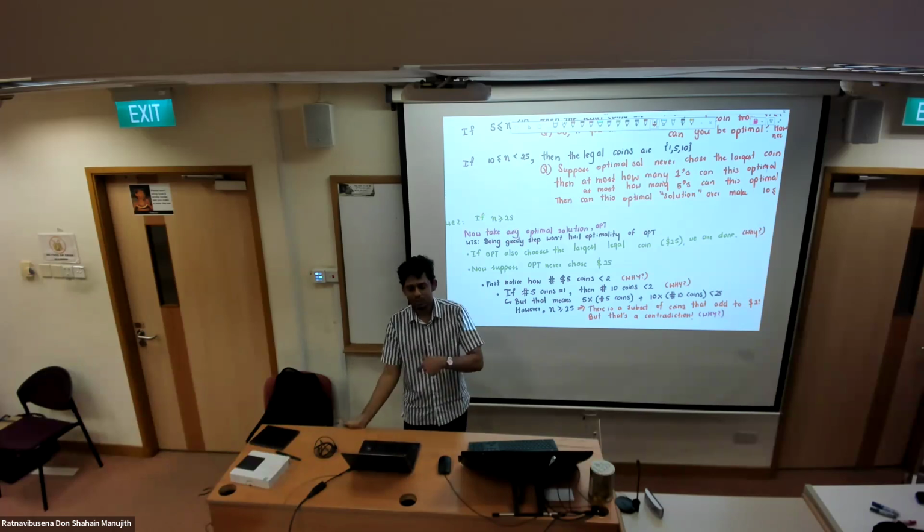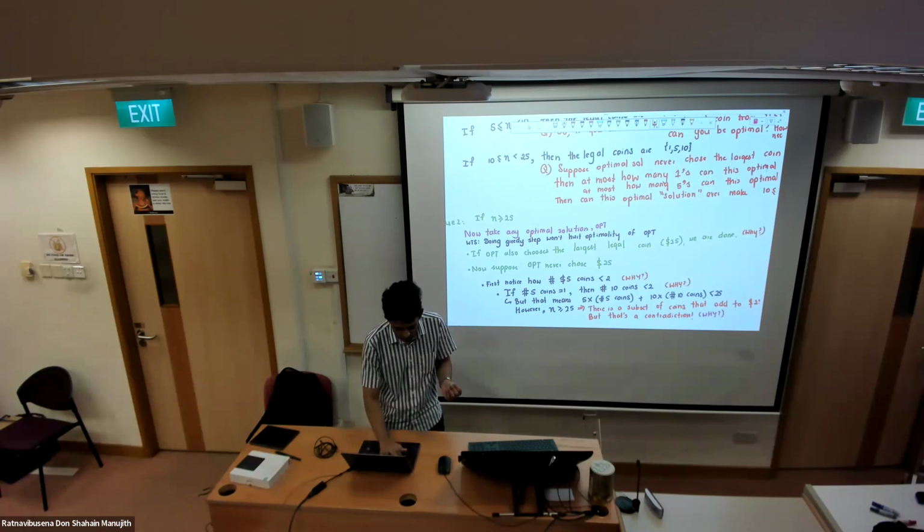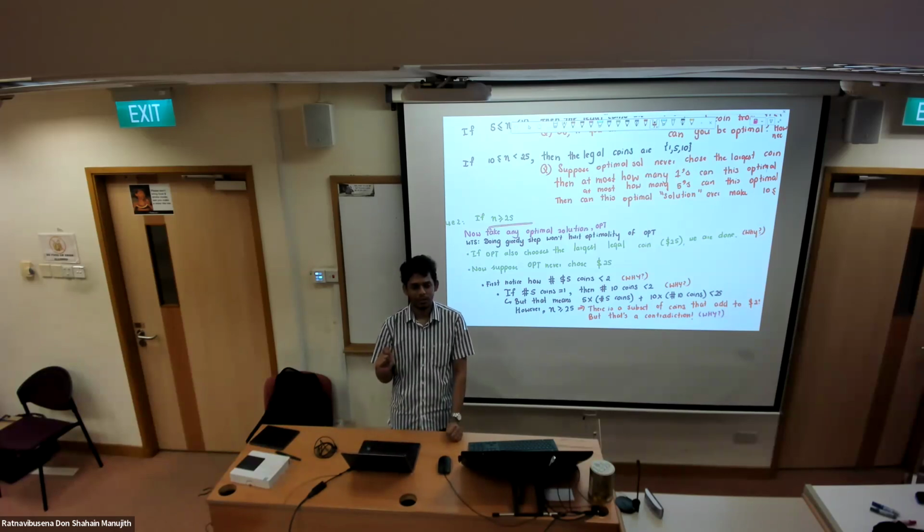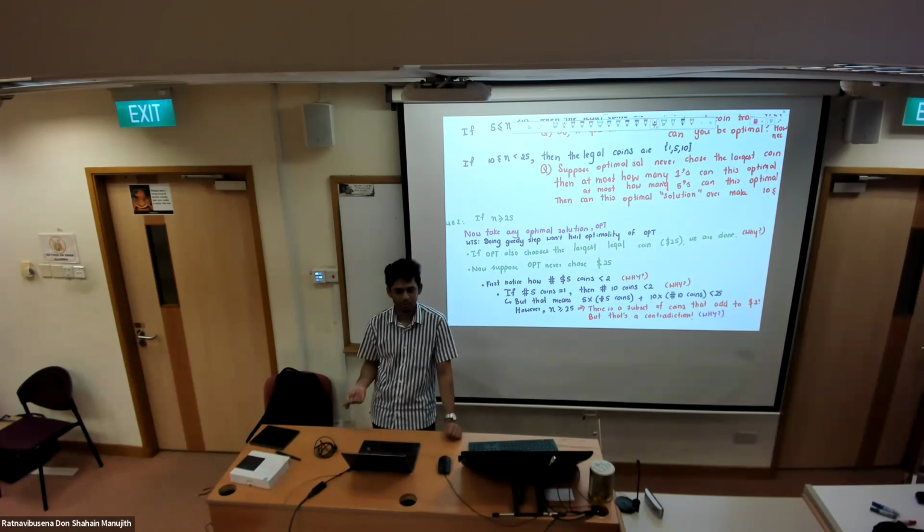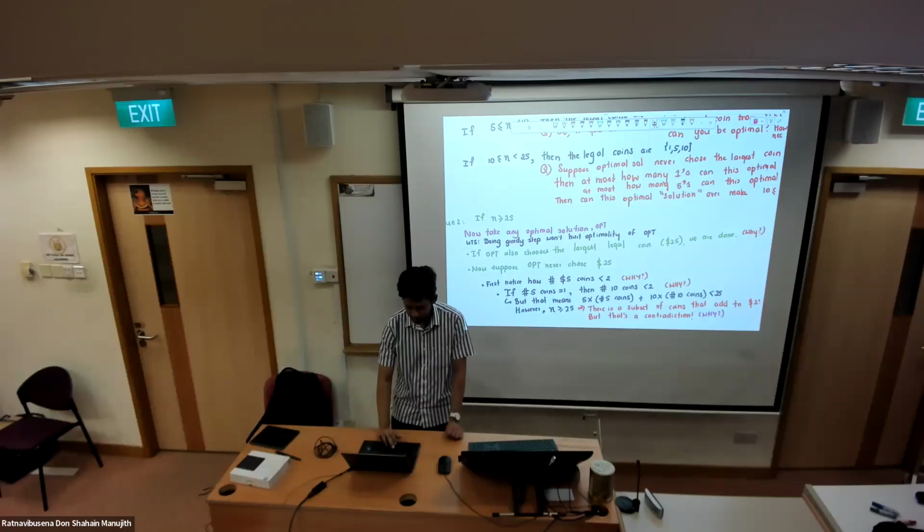Now we know that with 1 coins you can make a value of at most 4. But you need to reach a value of at least 25. So how many 10 coins should you use? 3. Yeah, you need to use 3, right? So at this point we know that if you use 0 5 coins, the number of 10 coins is at least 3 and at most 4.